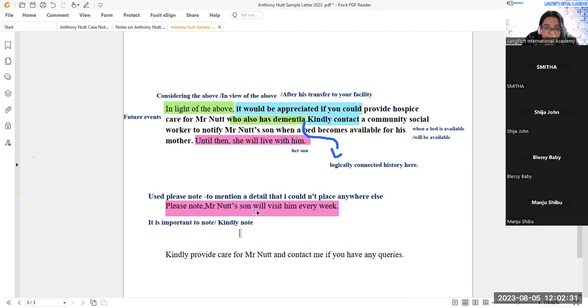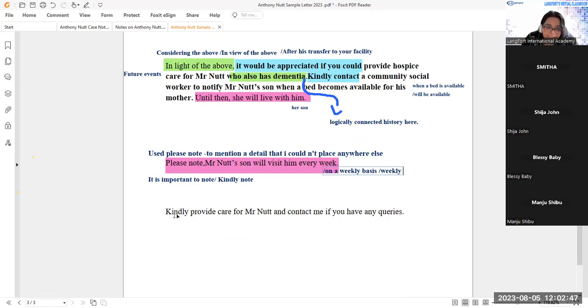Okay, Mr. Nutt's son will visit him every week. Instead of every week, you can say on a weekly basis, or weekly. It's your decision. Okay, then I ended the letter. Kindly provide care for Mr. Nutt and contact me if you have any queries.